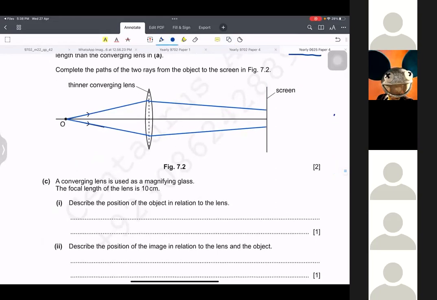Now it says the converging lens is used as a magnifying glass. The focal length of the lens is 10 centimeters. Describe the position of the object in relation to the lens. I want to tell you that in the case of a magnifying glass, the object must be placed before F. So we would write the object is less than 10 centimeters from the lens. Do you guys understand? So that has to be there.